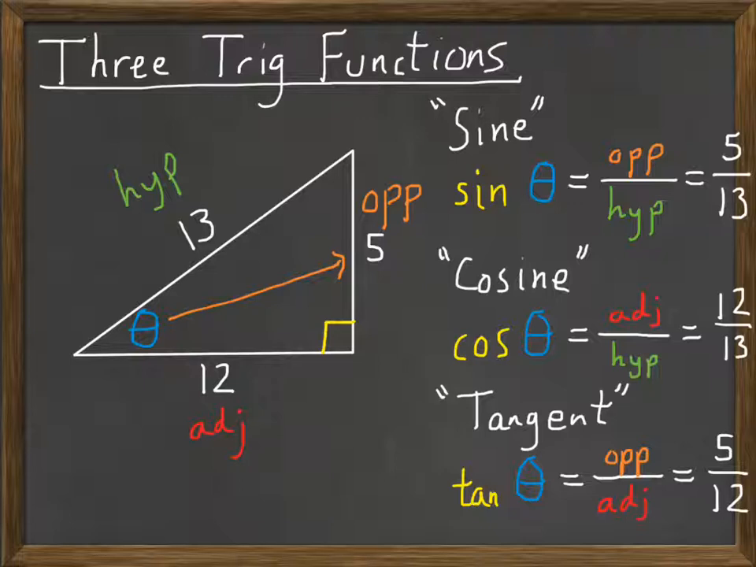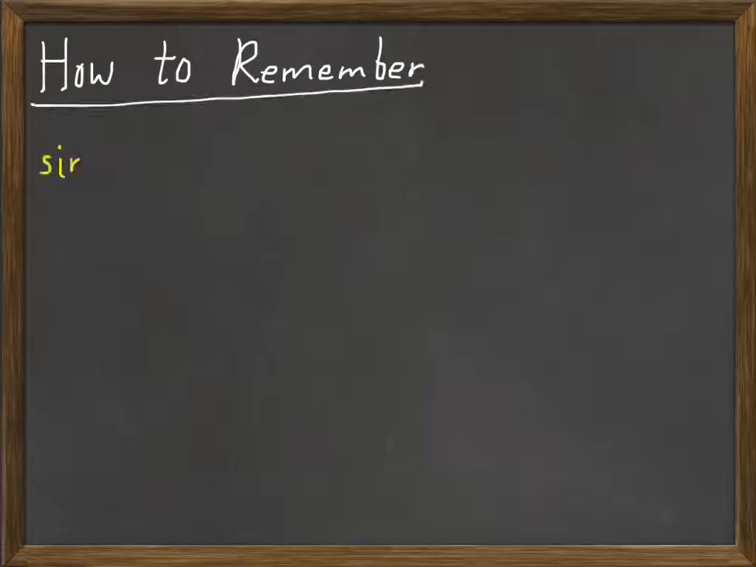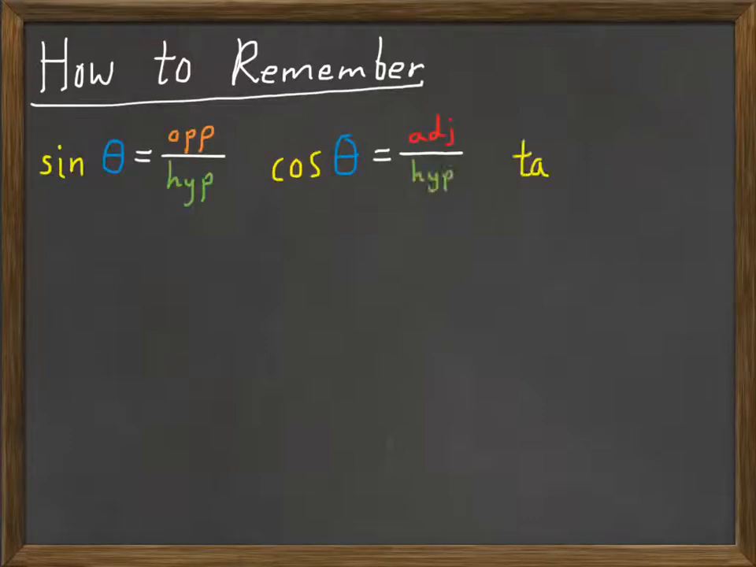Notice, of course, if the angle theta had been in a different location, my opposite and adjacent would have switched, and that would change the values of these functions. Okay, but these are just a ratio between two of the sides of the triangle. Okay, so now how can you keep this all straight? So we've got these three functions. How are you going to remember them?